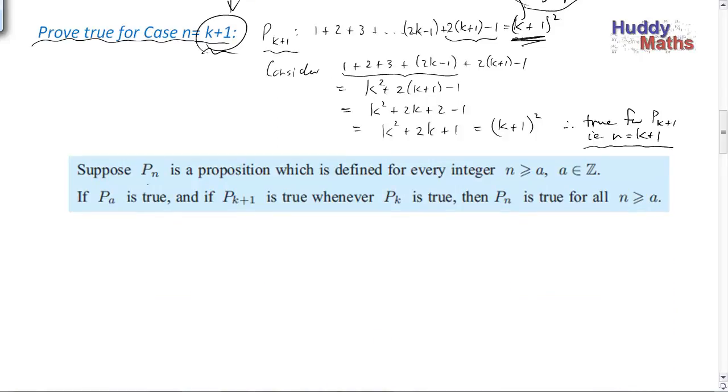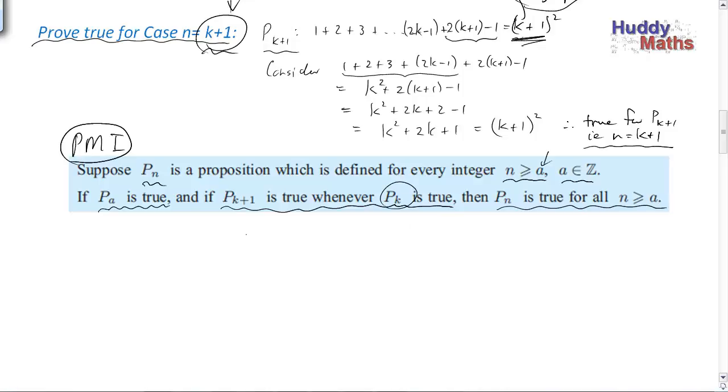So here's the principle of mathematical induction, usually PMI. So if P(n), a proposition, is a proposition which is defined for all integers, needn't be all positive integers, could be from A, and A is an integer. You try to prove the starting one is true, and then you've got to prove that P(k plus 1) is true whenever P(k) is true. That's the inductive step. And then P(n) is true for all n greater than or equal to A. Okay, so we assume P(k) and then go on and prove P(k plus 1), which is what I just did up there.